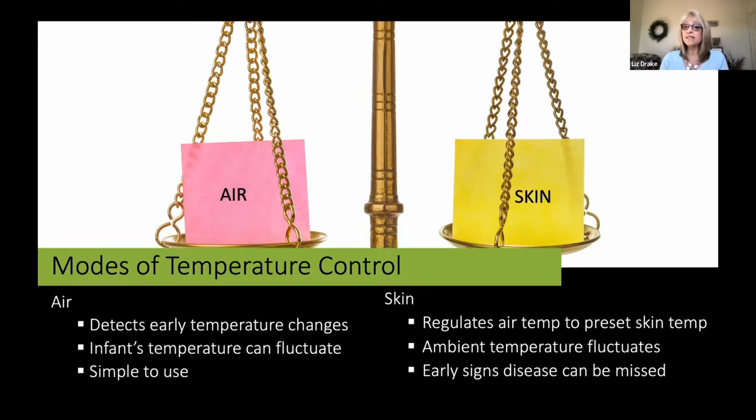Skin mode regulates air temperature to a preset skin temperature, which is good. However, ambient temperature can fluctuate, so it begs the question, is a baby really in a neutral thermal environment if the temperature is up and down? And then early signs of disease can be missed.